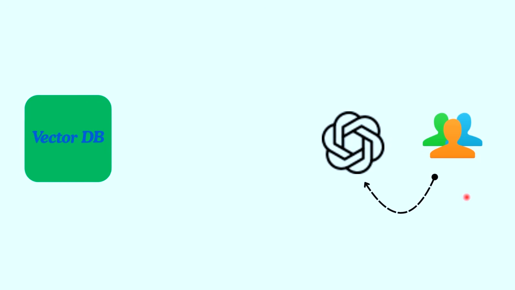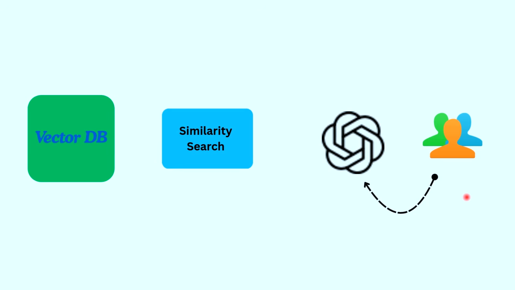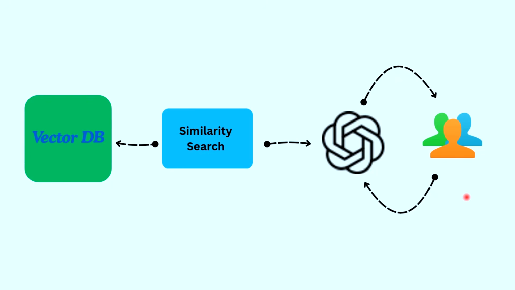During the retrieval, when the user asks a query to the LLM, then as per the user's query, a similarity search happens in the vector database and the results are provided to the LLM, and then the LLM generates the answer to the user as per his query.